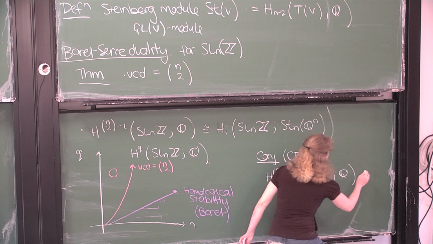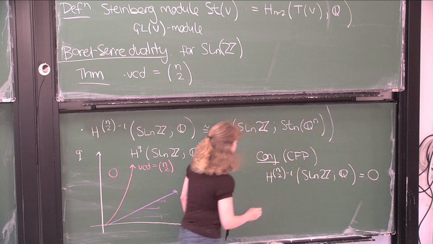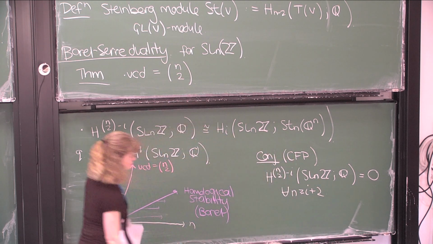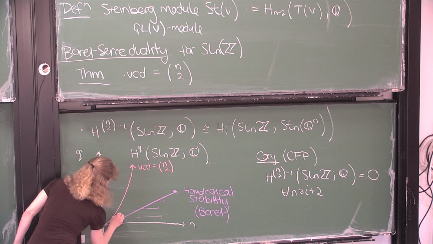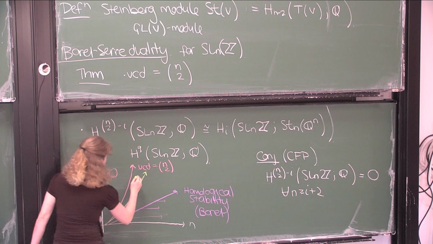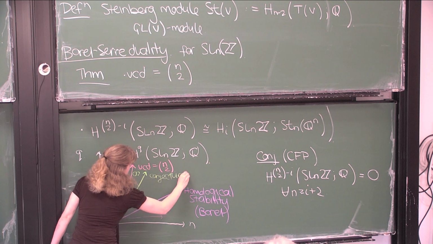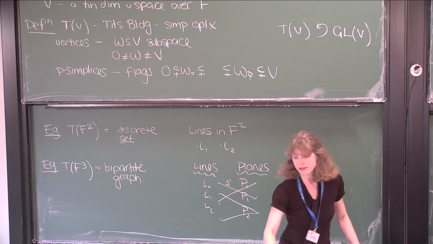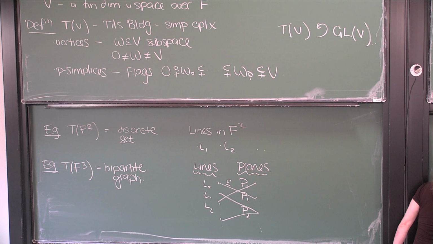And in fact, Church–Farb–Putman explained that if we do have this stability, we would in fact expect the stable groups to be 0. So this is for all n greater than or equal to i plus 2. Okay. So in terms of our graph, what this says is that we have this dual range here where conjecturally there's vanishing. And their conjecture is that the height of this region is growing linearly in n.